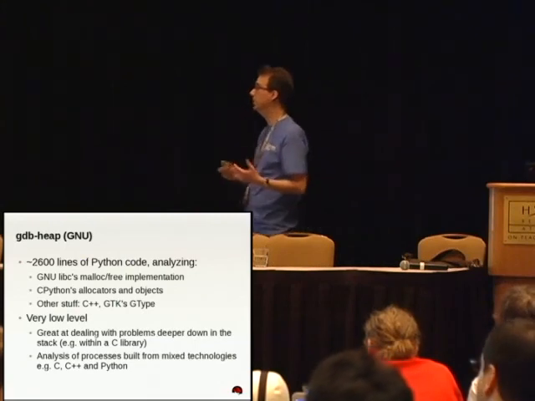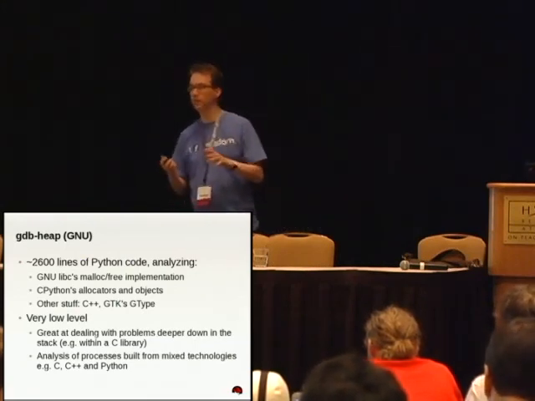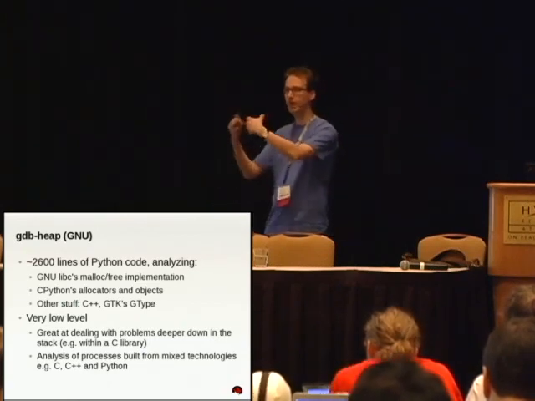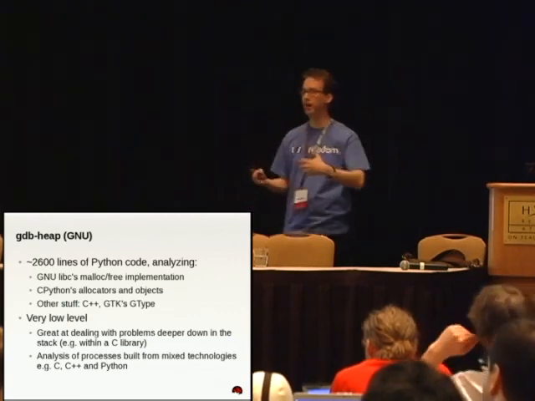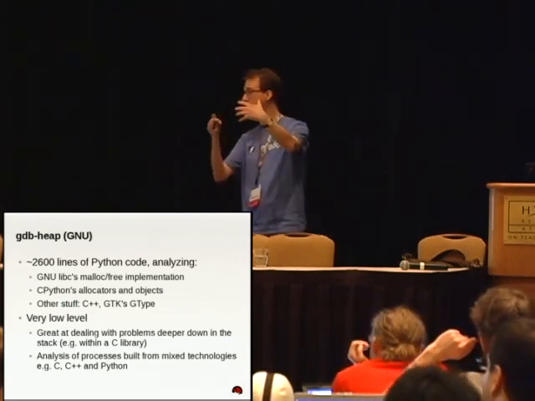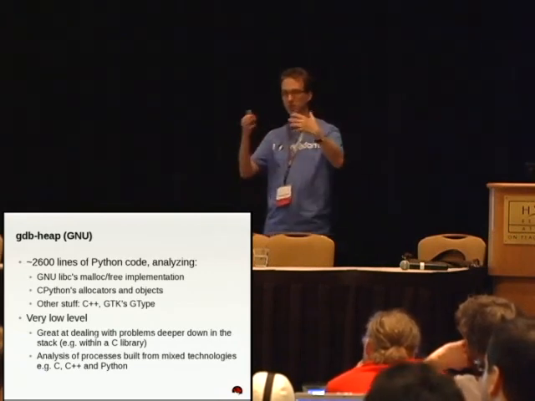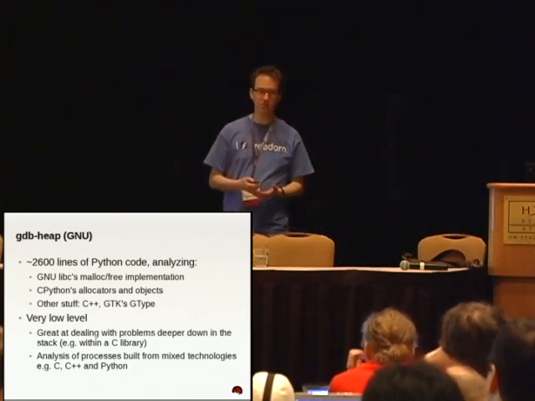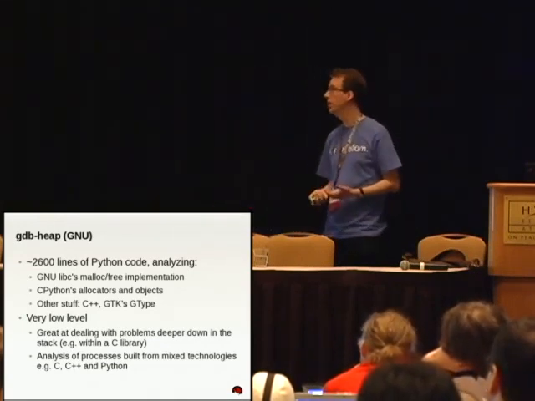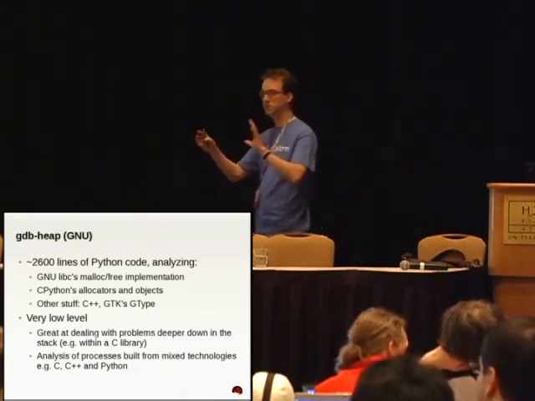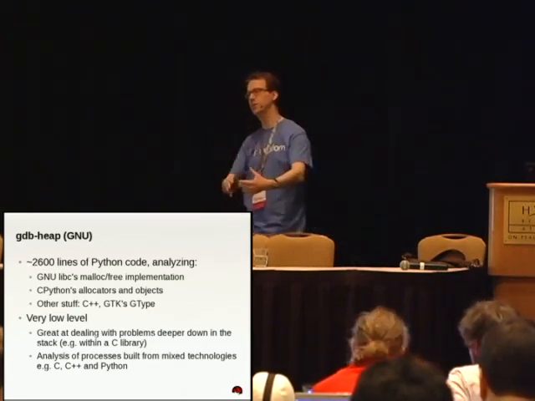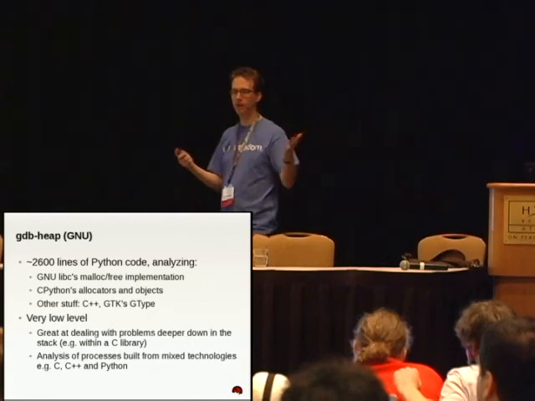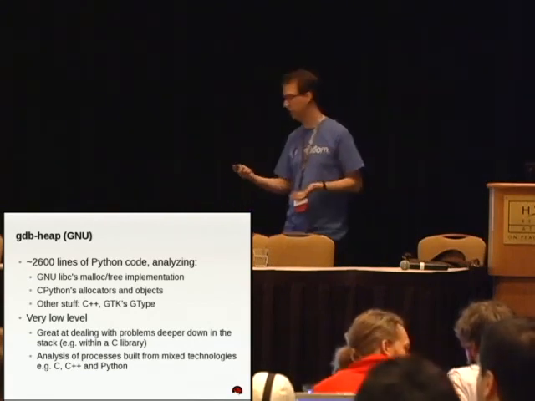So it's 2,600 lines of Python code. It has code to basically introspect and traverse the GNU standard C library's malloc and free implementation, and also understands CPython's optimized allocator on top of that, and how CPython objects are laid out. And I've also got some heuristics for dealing with C++ and the GTK type system, which is another type system written in C. If you've got a process with a bunch of shared libraries, and some are in C++ and some are in C, and you've got a kind of Python glue layer, then this might be a good way of analyzing all these different things and figuring out, well, where are all the bytes going?